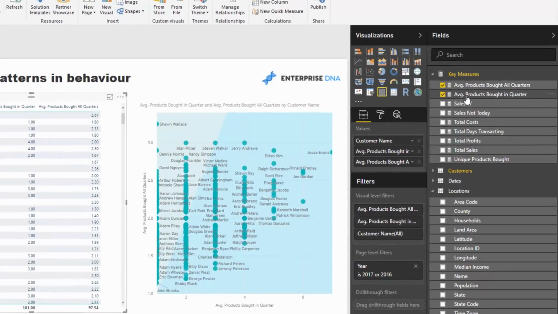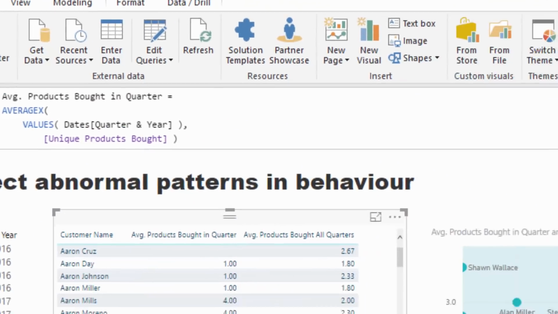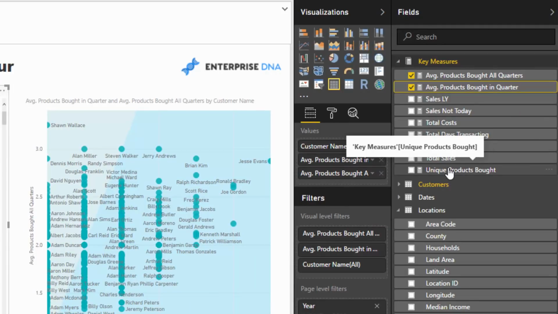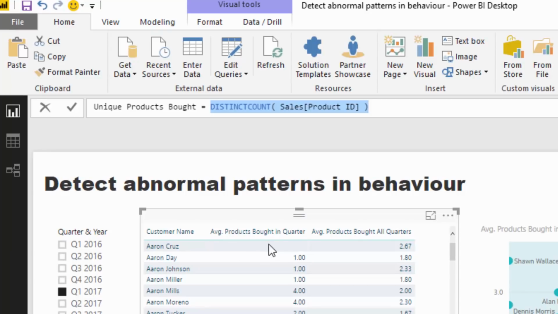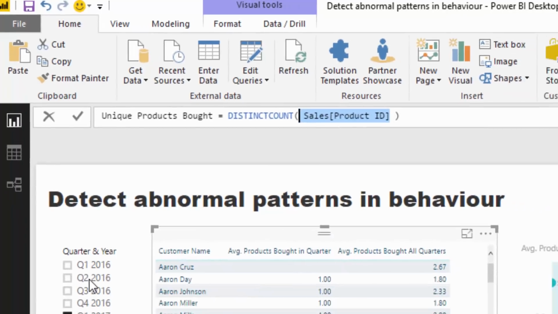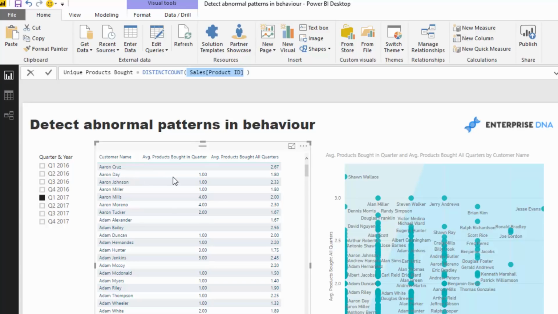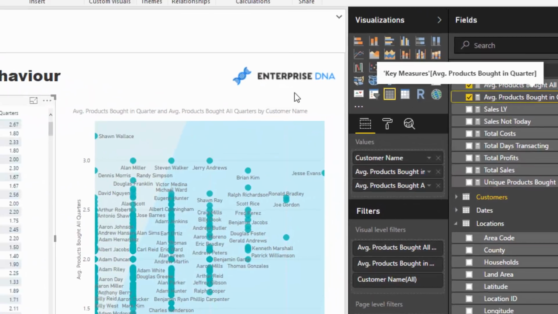First, I wanted to calculate the average products bought in a particular quarter. We've got to work out the unique products bought, because for each individual customer we need to know how many individual products they bought. We can work that out by saying, for any customer context, work out the distinct count of the product ID. Our product ID is in the sales table, and that's going to give us every single unique product a customer has bought in the current context. In this case, it's quarter one 2017, and Aaron Day bought one product in this quarter, for example. Then I work out the average bought in that quarter.